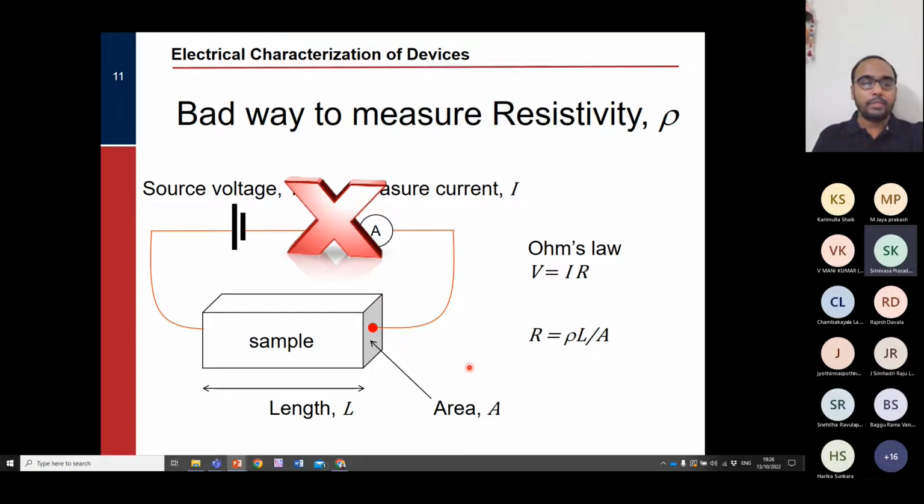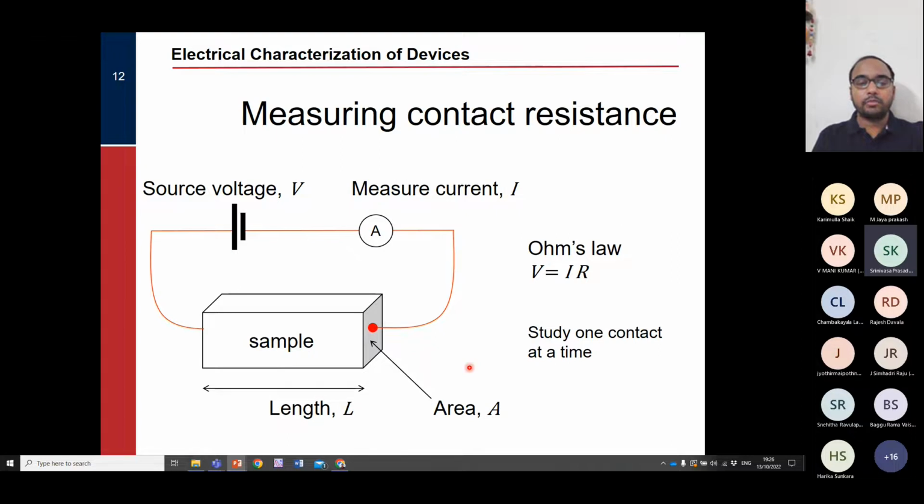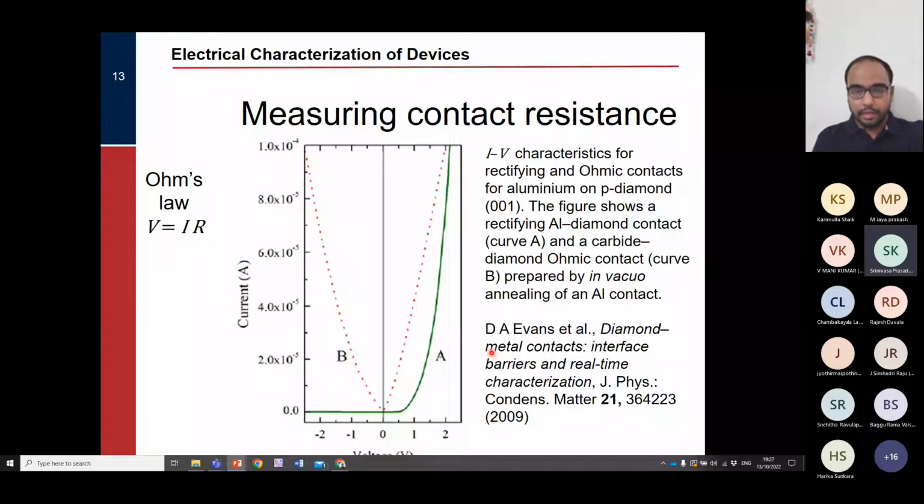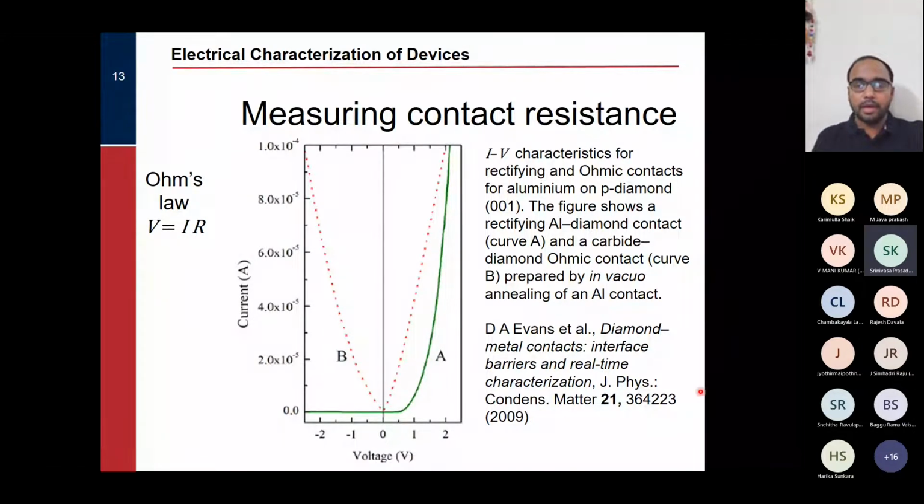So unless we know the type of sample we have, we cannot predict the resistivity very accurately using this technique. So what we have to do is first look at individual contacts. Let's say we study one contact at a time. Here, for example, you can see a current versus voltage graph which has been plotted for an aluminum and diamond contact.